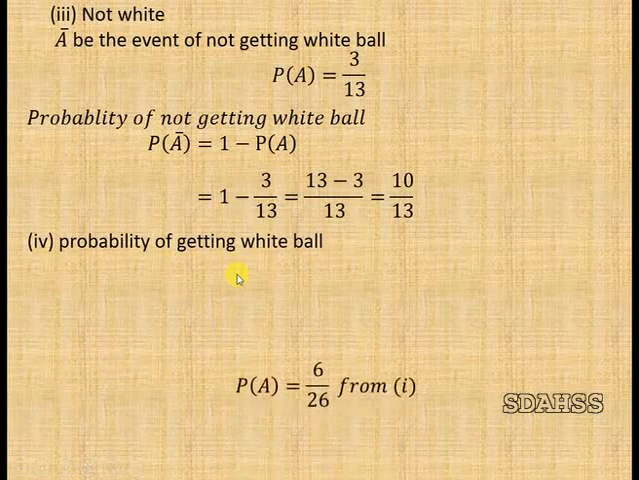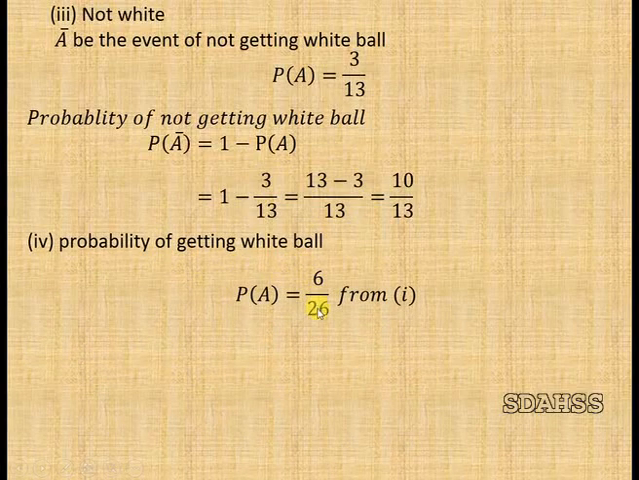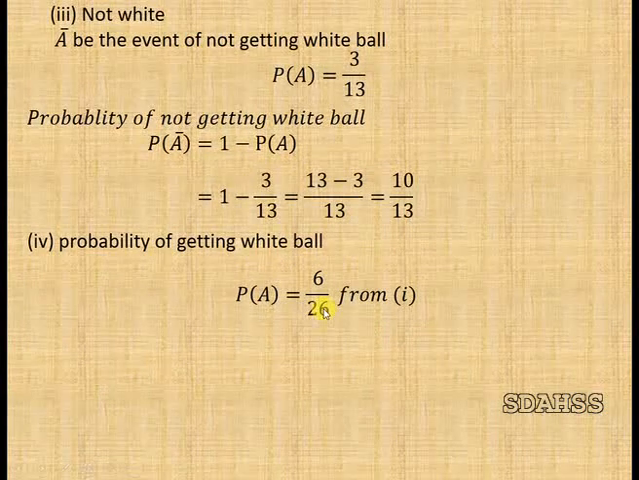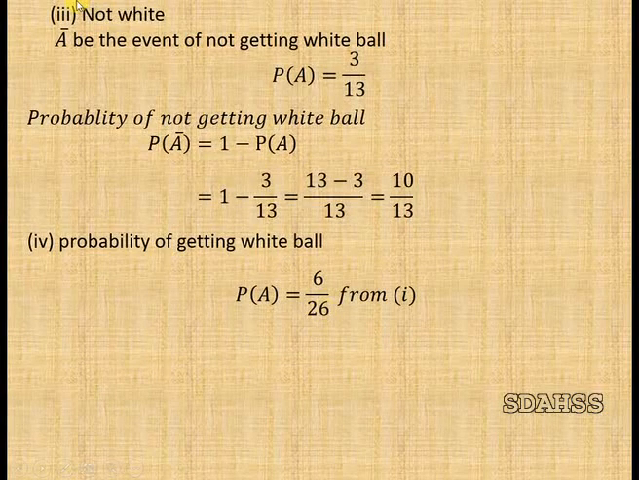Probability of getting a white ball. P of A is equal to 6 by 26. Already we have found this in subdivision 1, so you make use of that. P of A is equal to 6 by 26.